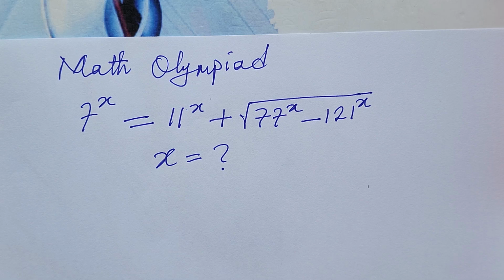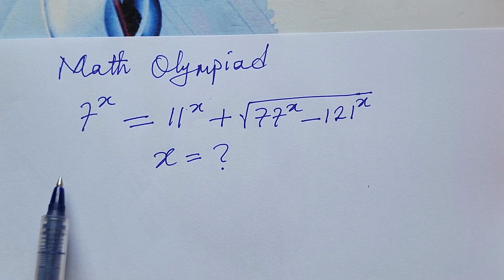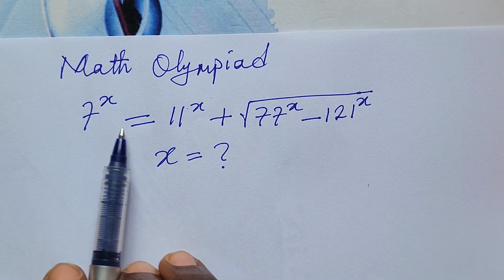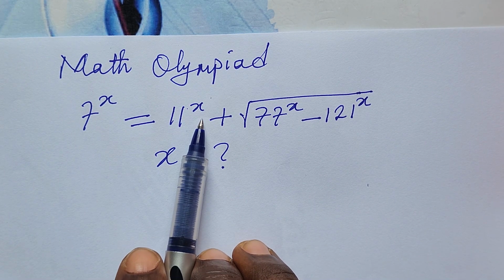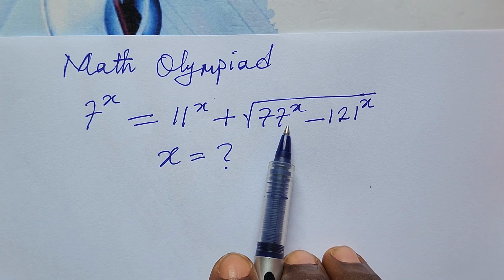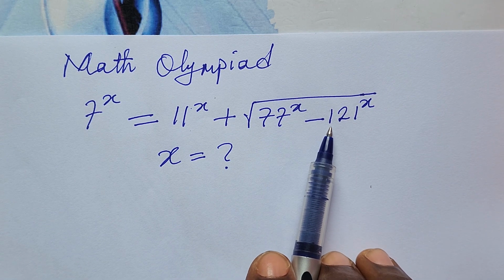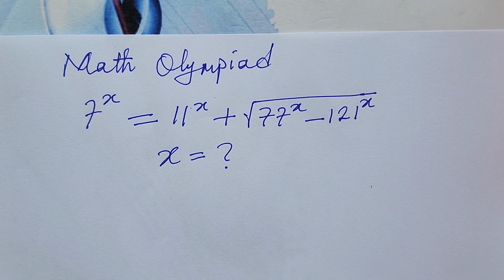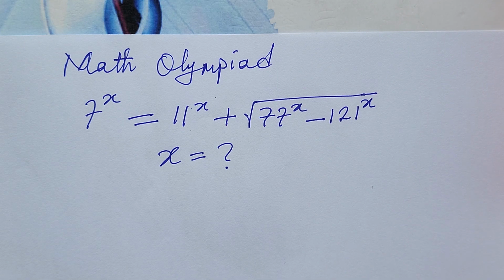Today we have a good and sweet math Olympiad question before us here. The question is 7 to the power of x equal to 11 to the power of x plus the square root of 77 to the power of x minus 121 to the power of x. What then is the possible value or values of x that will satisfy this equation?